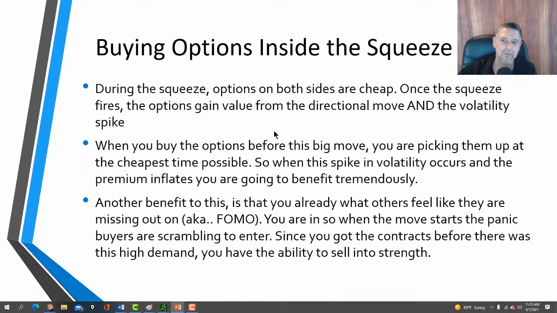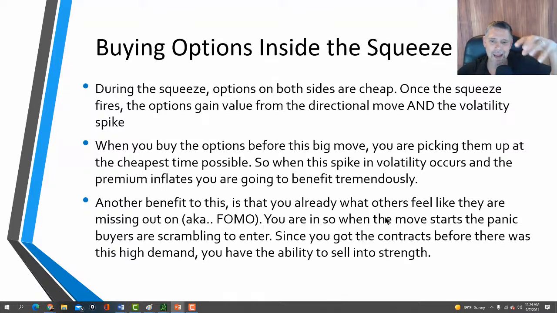So when you buy the option before the move, you're picking it up at the cheapest time possible. We talked about that. I'm drilling this home for you. So when a spike in volatility occurs and that premium inflates, we're going to benefit tremendously, because what's going to happen is, let's say we buy an option at $1 and all of a sudden, boom, it fires and it expands to $2. Obviously, that's going to help us because we want to buy cheap, sell high, right? We're buyers. We're not a seller in this particular case. So there are multiple advantages of buying the option in the squeeze.